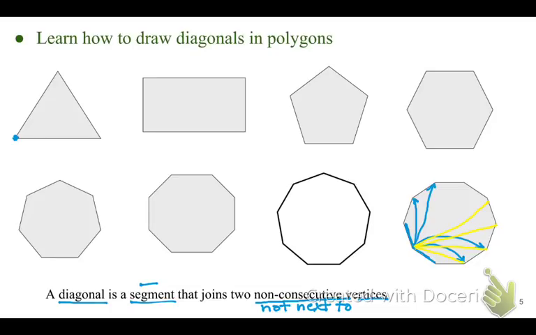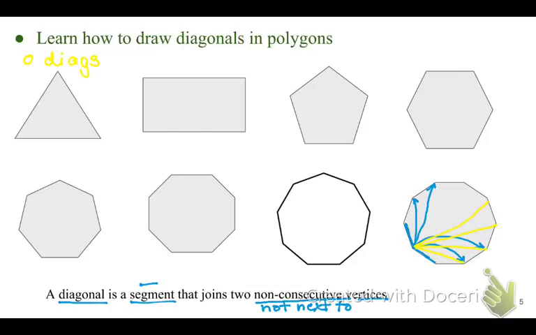So for a triangle, we can start at this corner, this vertex right here, but we can't draw any diagonals because there are none, right? If I try to draw to this vertex here, that's the side. It's not a diagonal. And if I try to draw one to this vertex, that's a side. It's not a diagonal. Okay, so a triangle has zero diagonals. I'm going to shorten that to diags.